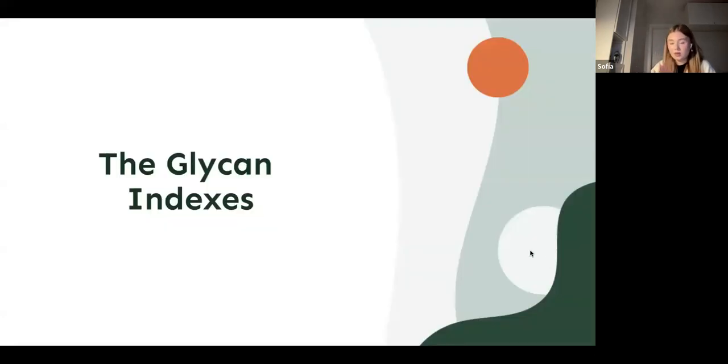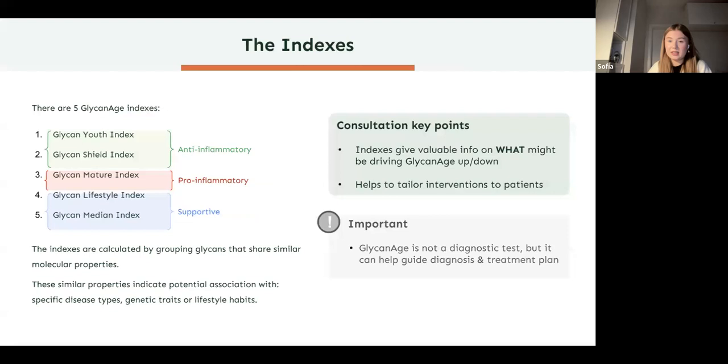So now, once we have covered the actual GlycanAge, let's move to the GlycanAge indexes. We know that we have 5 different indexes in our report. We have the anti-inflammatory indexes, the pro-inflammatory index, and the supportive indexes. They are calculated based on different glycan structures. We have grouped them according to their structure, and we'll see that when I show you what they look like. They just give us a bit more information about what could be driving this inflammation in the body.